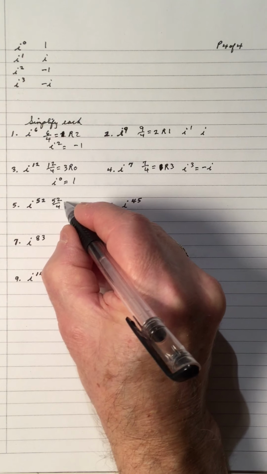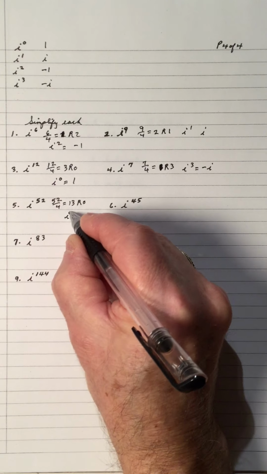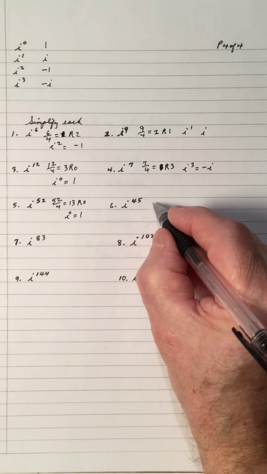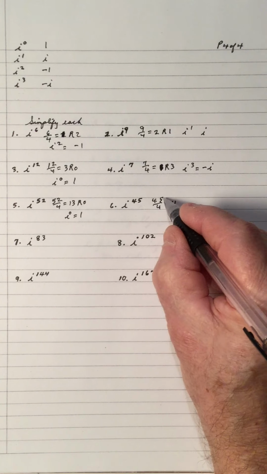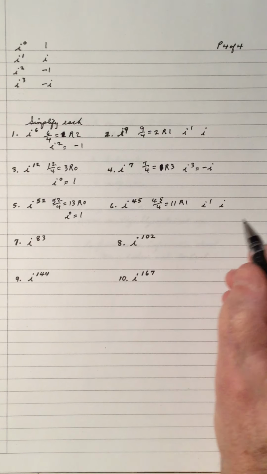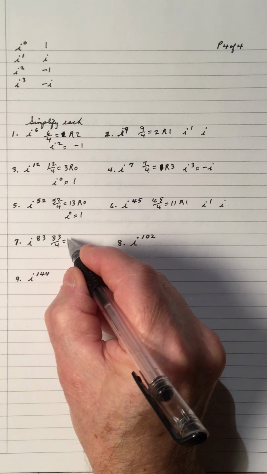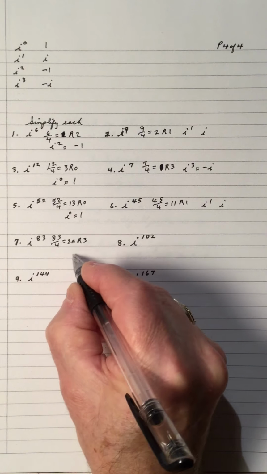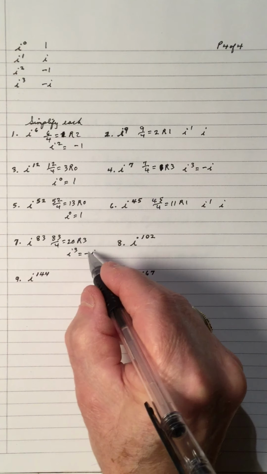52 divided by 4 gives me 13 with a remainder of 0. i to the 0 is 1. Again, i to the 52 is 1. 45 divided by 4 gives me 11, which is 44, and a remainder of 1. So it gives me i to the 1, or i. 83 divided by 4 gives me 20 and a remainder of 3. So i cubed is negative i. So i to the 83 is negative i.